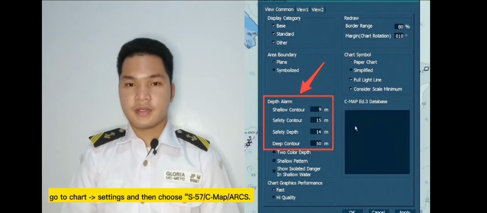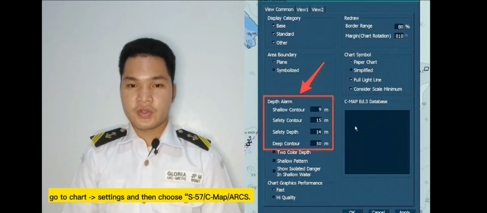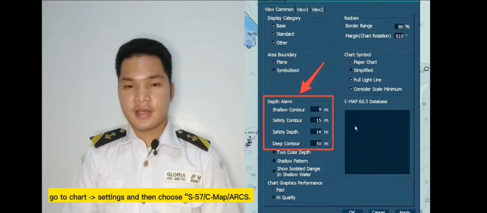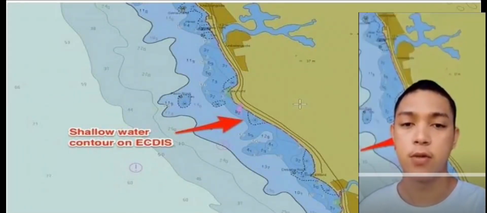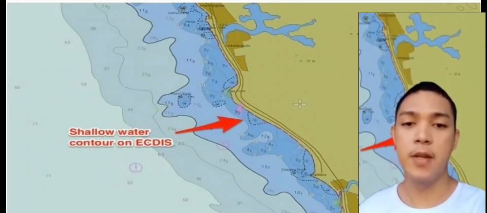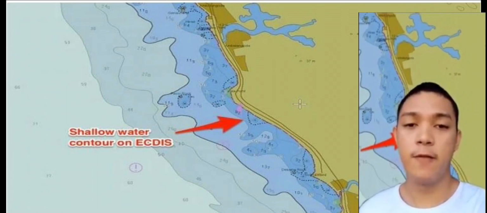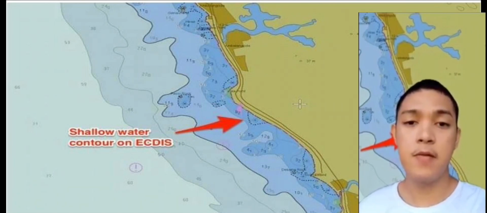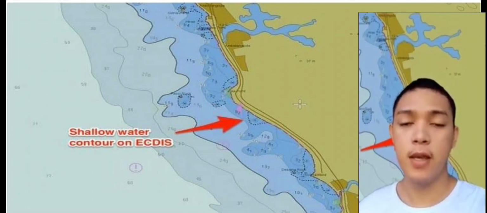ECDIS safety settings. Shallow contour setting. To enter a value for the settings on the GRC ECDIS, go to chart settings and then choose S57 CMAP-ERCS. Contour setting. A contour is a line separating a minimum depth area. For example, a 10-meter contour will be a line that separates waters below and above 10 meters deep. The contours are in values of 5, 10, 15, 20, 30, and so on.